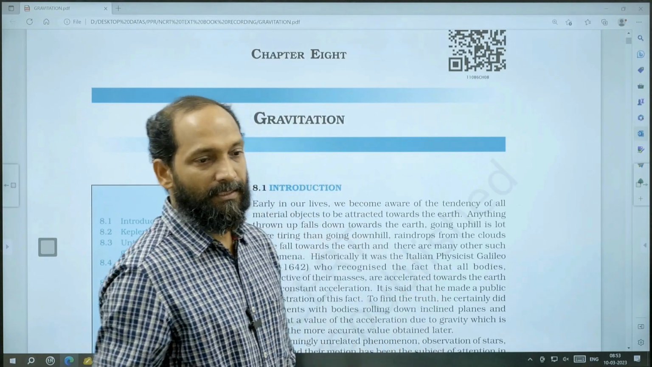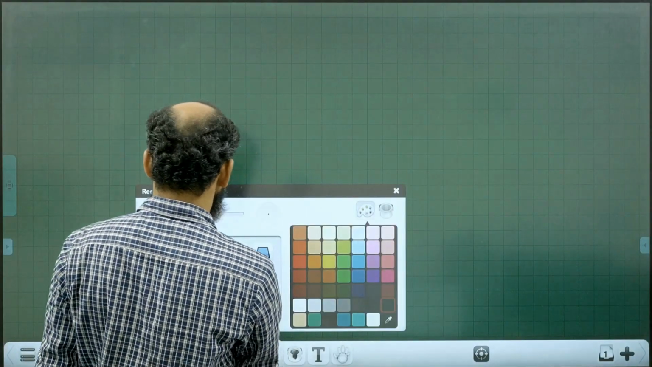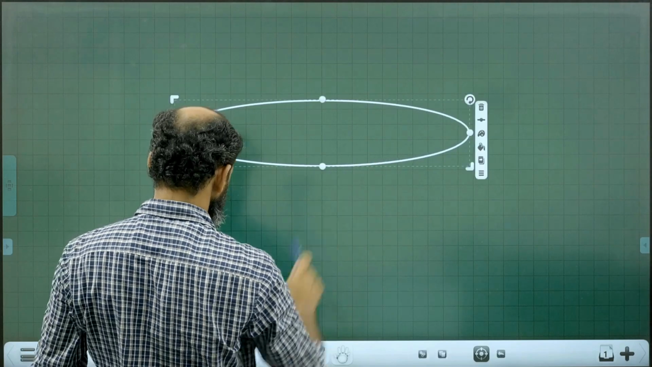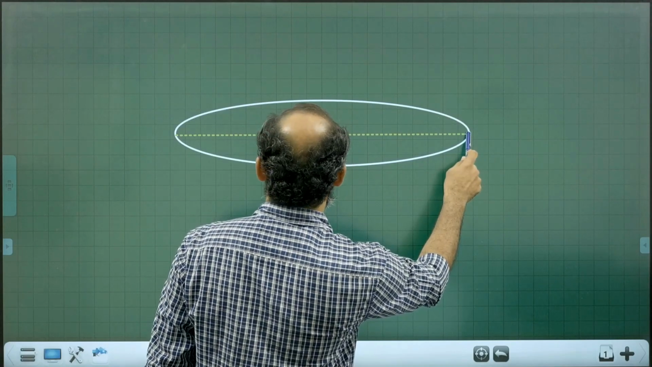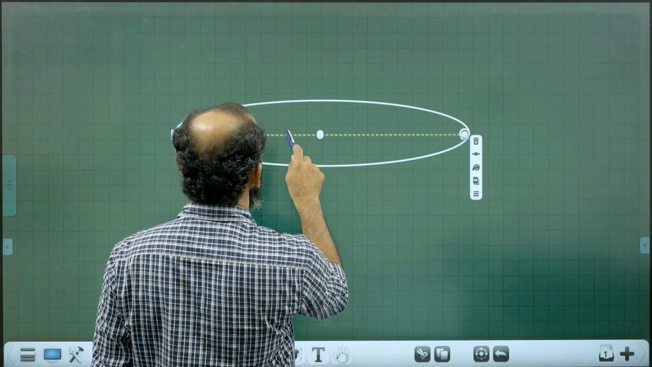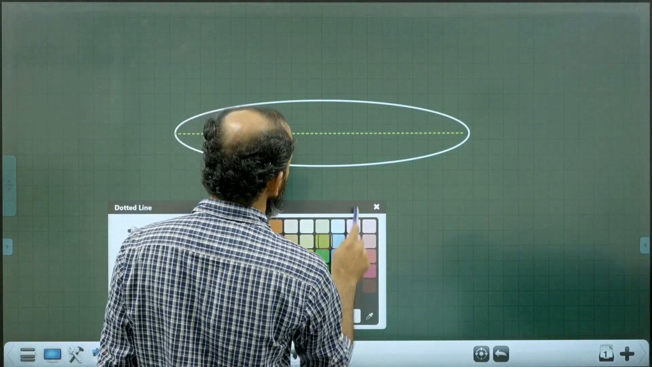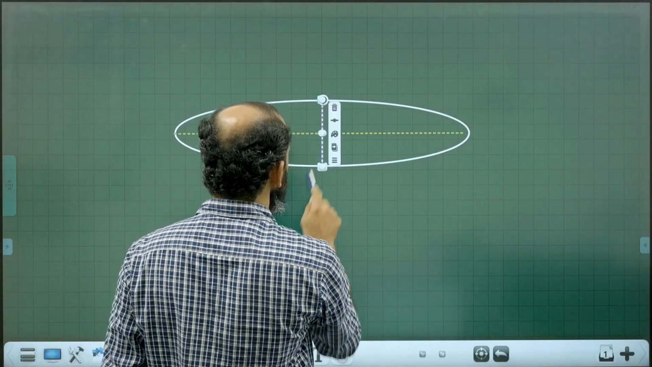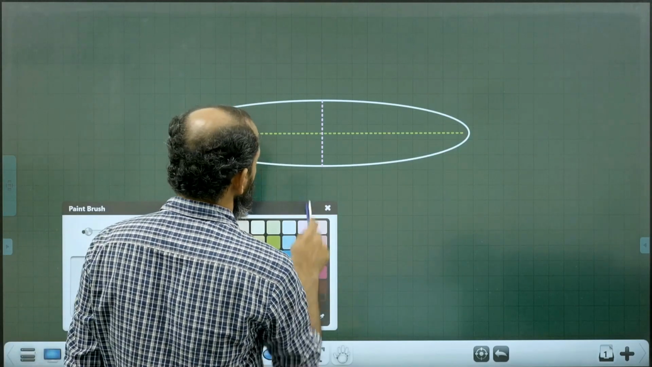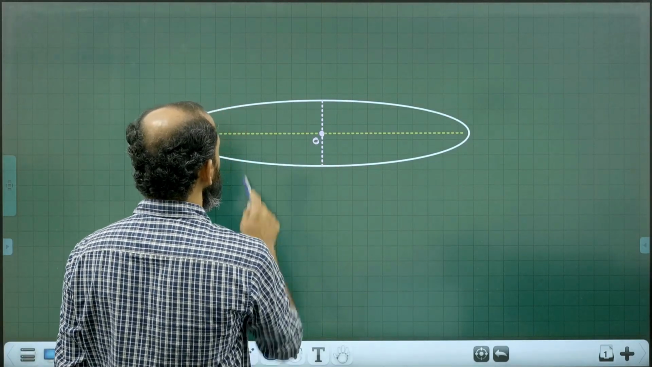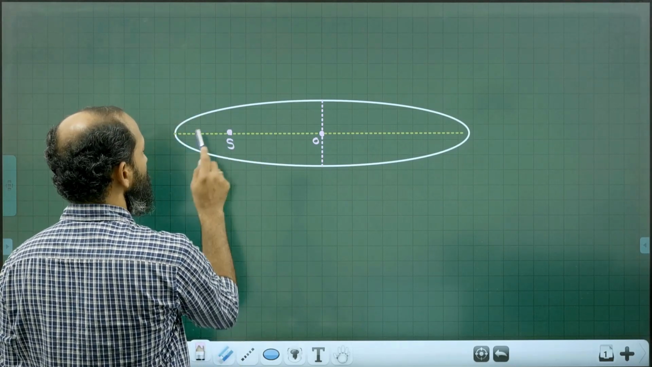Let us move to this topic. Let me show it on the board. An ellipse has two distinct axes. One is its longer diameter, which is called the major axis. The other is the shorter diameter, which is called the minor axis. The center of the ellipse is O. The ellipse has two foci. The Sun is at any one of the foci.